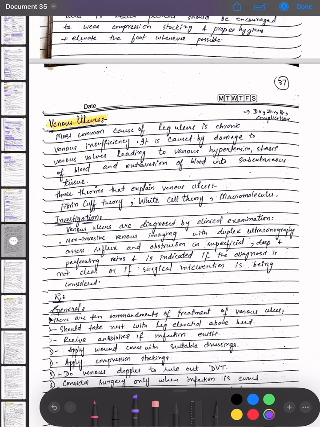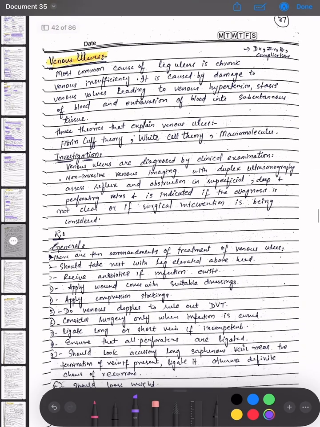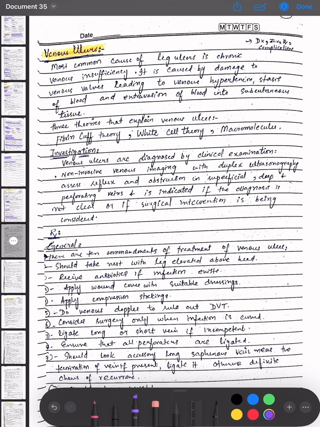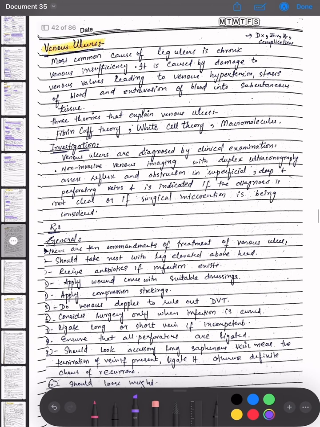In venous ulcer, we will learn the diagnosis, investigation, treatment, and complications. What is venous ulcer? It is the most common cause of leg ulcers. It is chronic venous insufficiency. It is caused by damage to venous valves leading to venous hypertension, stasis of blood, and extravasation of blood into subcutaneous tissue. Three theories explain venous ulcer. These are the fibrin cuff theory, white cell theory, and macromolecules.